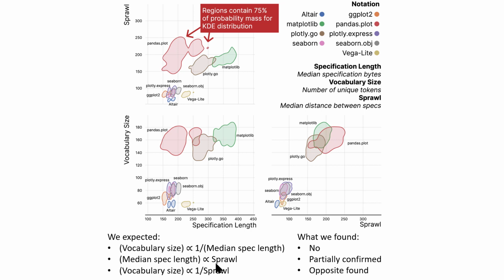Median spec length and sprawl, if this second bullet here was true, we would expect to see the notations on a line something like this, and that seems partially true, partially confirmed, but not clearly confirmed. And then the last expectation here was that vocabulary size would be inversely related to sprawl. That would correspond to a line like this in this plot, and that's the opposite of what we see. So in our paper we go into some possible reasons for why we have these results instead of these ones.